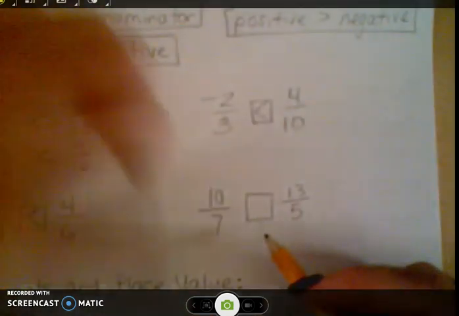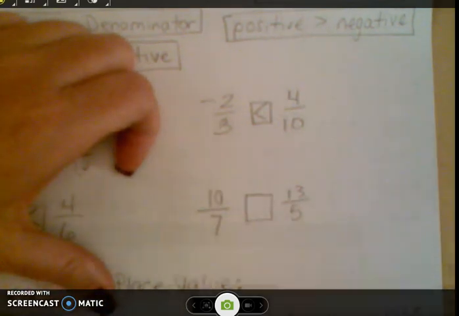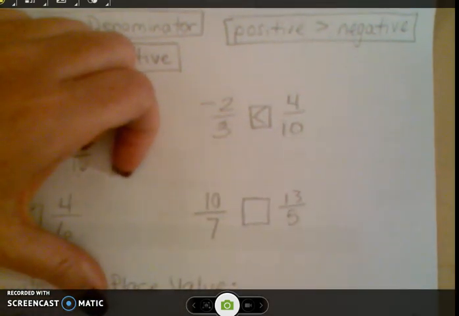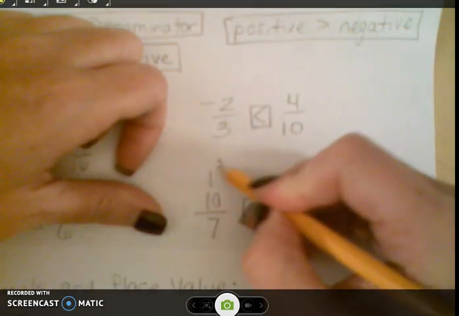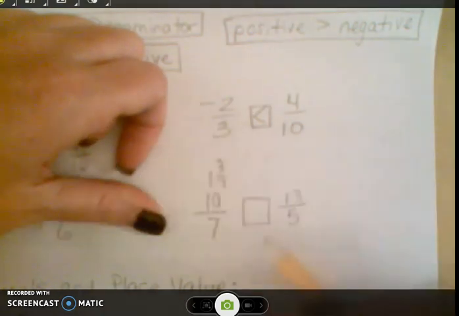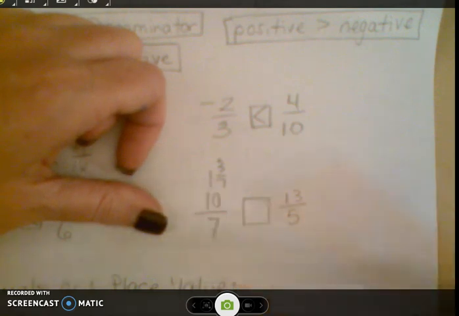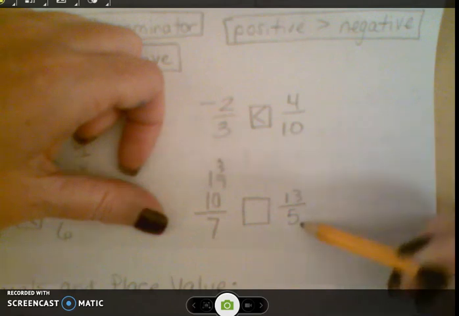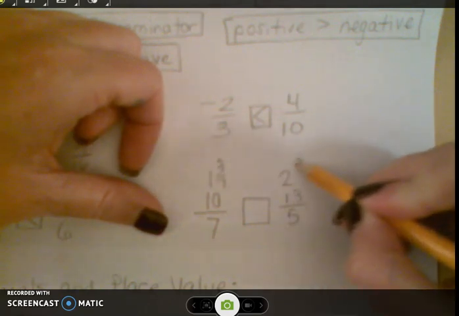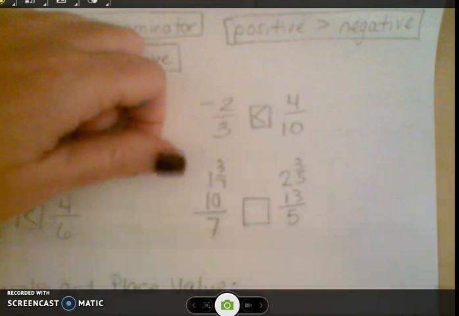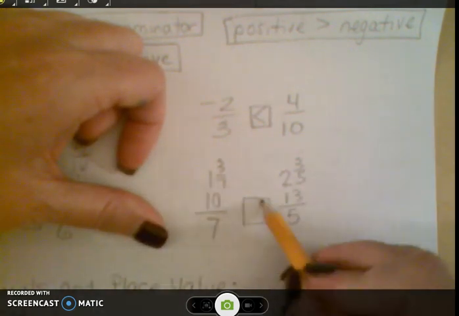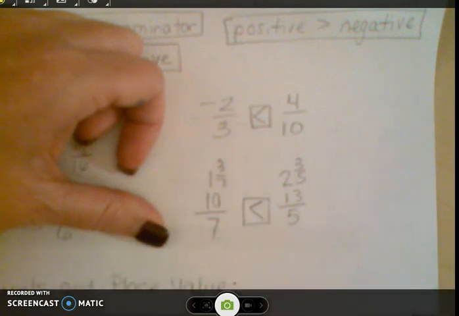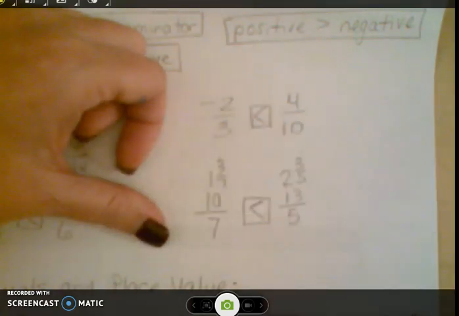The last comparison is both improper, so I'm going to change these to mixed numbers to see if it helps me think about them. I know that 10/7 is the same as 1 whole and 3/7. And 13/5 is the same as 2 wholes and 3/5. That definitely helps me think about this. This is 2 wholes versus 1 whole. 2 wholes and 3/5 is more than 1 whole and 3/7.